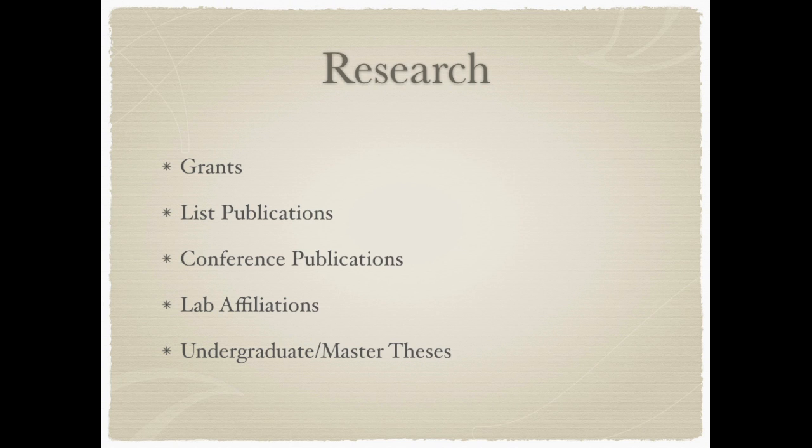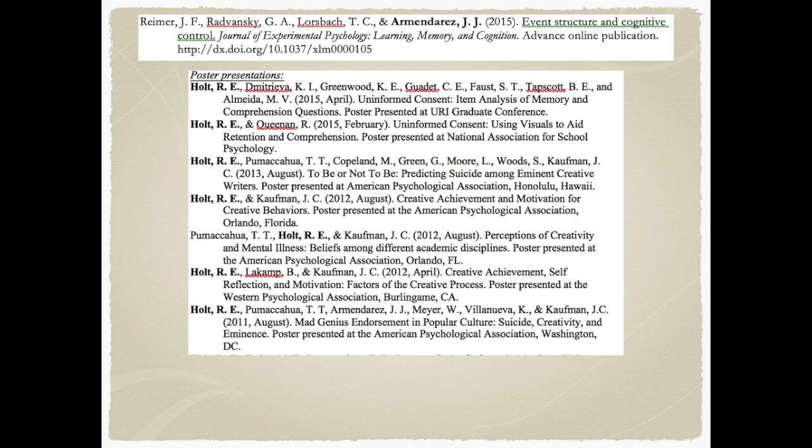All right, so let's go ahead and look at an example of what this all looks like. So right here we have a brief description. We got Joseph up there, and he's working with a couple different people during 2015 on event structure and cognitive control. It's got the journal, just like a normal APA publication. Now down here we've got some poster presentations that I've been involved with, and just stuff I've presented at APA or WPA or NASP and stuff. You put it there. And as you can see on the bottom one, me and Joseph have worked on some stuff before on Mad Genius Stereotype, which was pretty fun.